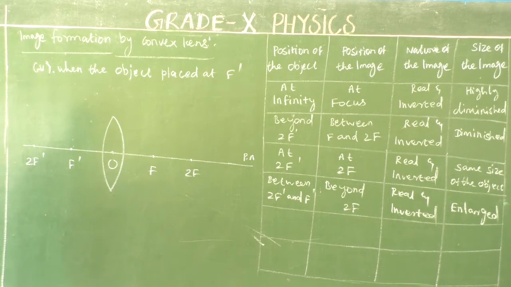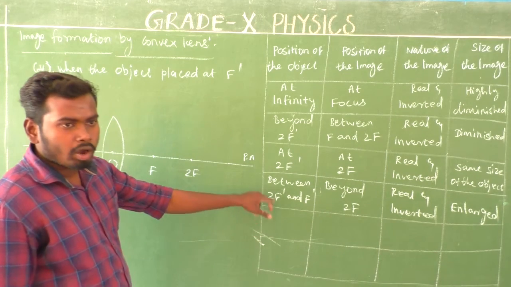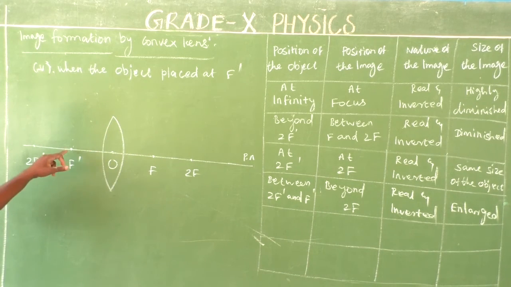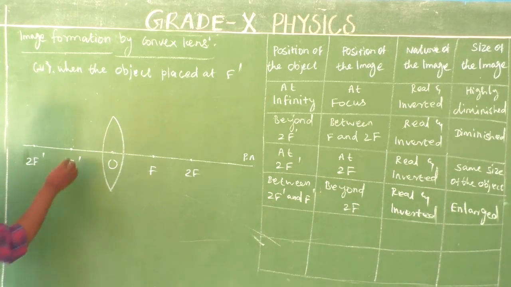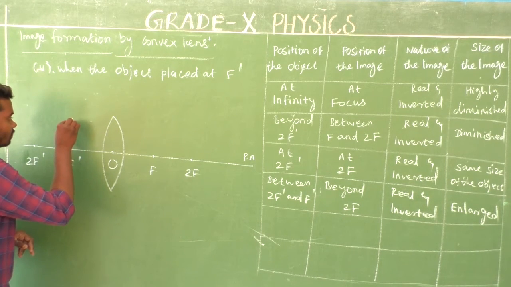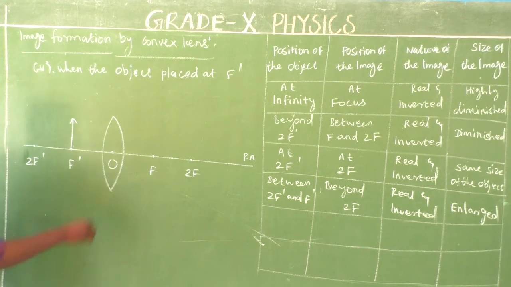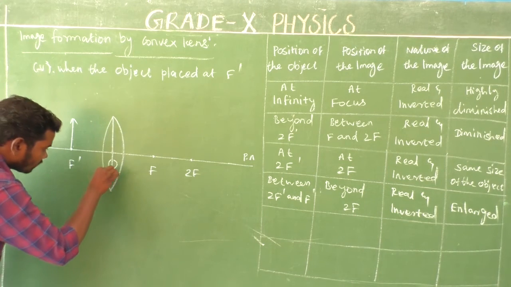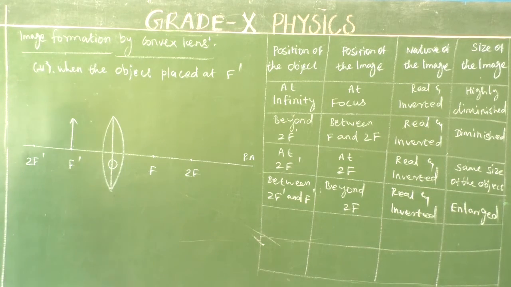Very simple. In the next one, the fifth one, I am going to place the object where? At focus. Where? At focus here. Is it clear? Yes. Now consider the center line. The center line of a convex lens, that is for our convenience. Is it clear? So look here. Here the object is placed at focus. So light rays are coming from an object placed at f dash, which means focus.